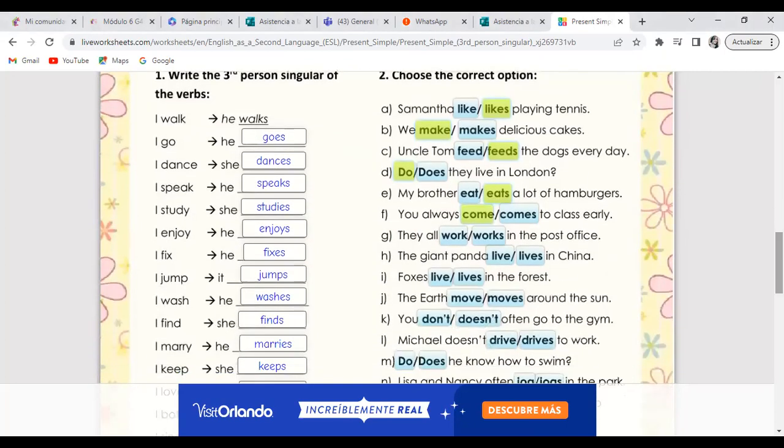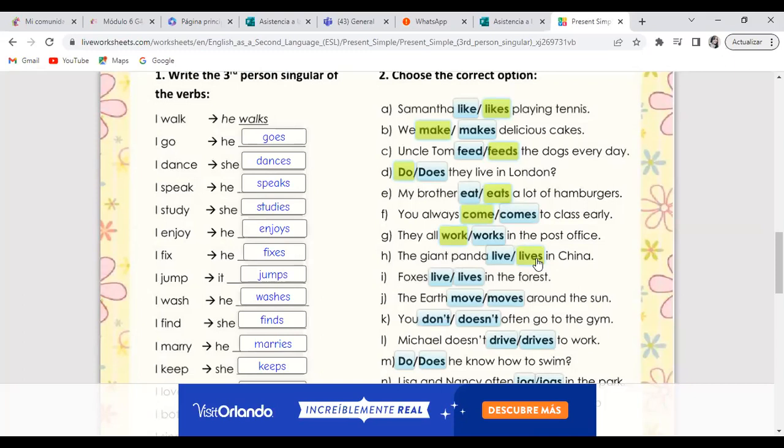They all work or they all works in the post office? What do we say, guys? They all work or they all work in the post office? Work. Yes, the giant panda live or the giant panda lives in China, guys. Here we are talking about an animal that is a giant panda. The giant panda live or the giant panda lives? The giant panda lives, all right? Because it's the third person of singular.